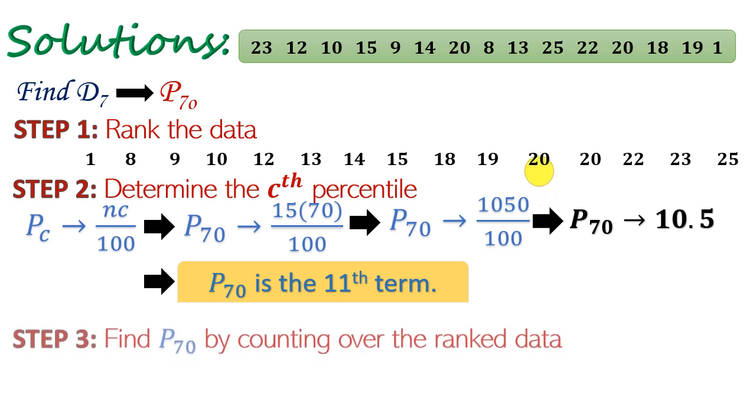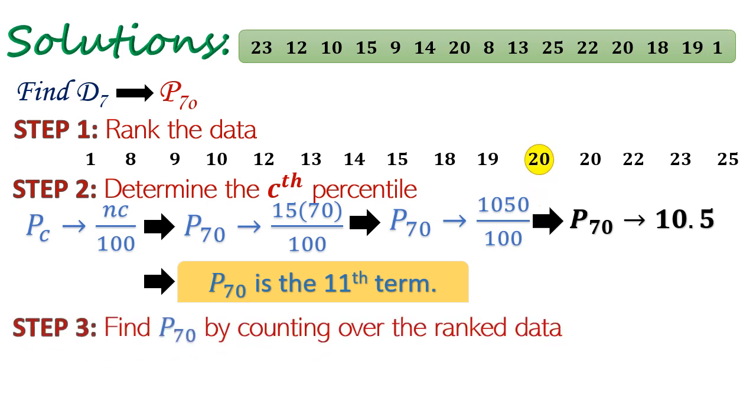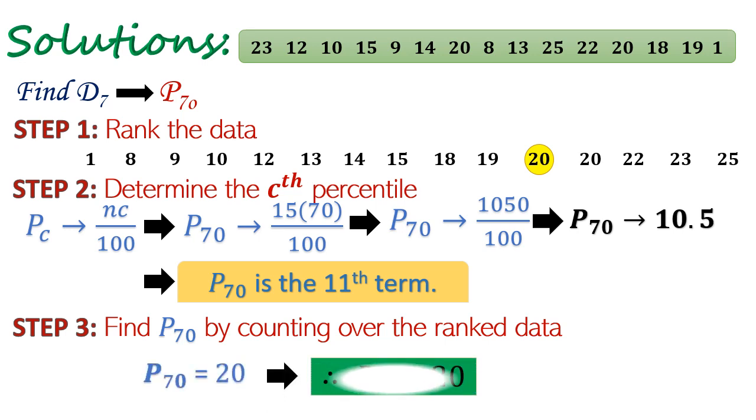With that, let us now find the P of 70 here in our ranked data, wherein this refers to our 11th term, and that is 20. And of course, let's go back to what was originally asked, and that is D of 7, which is equal to 20 as well. Next is D of 9.